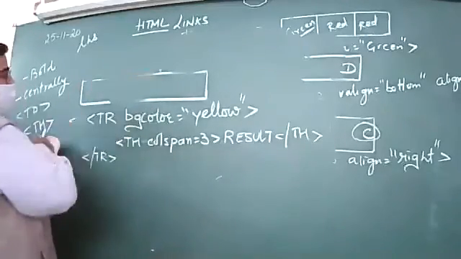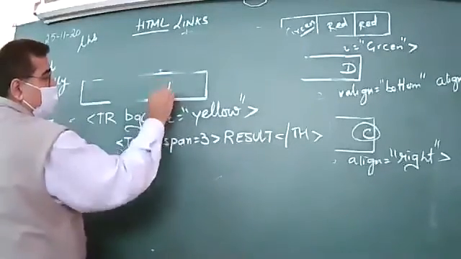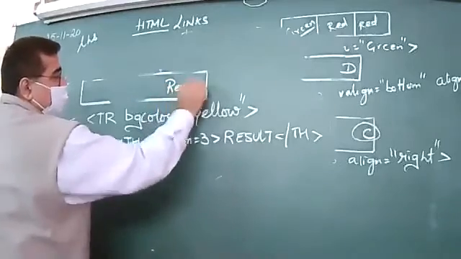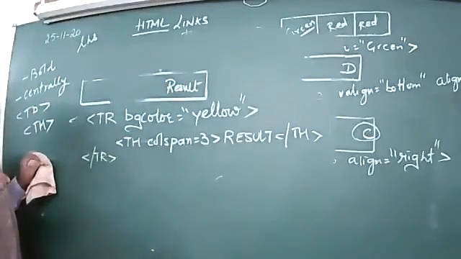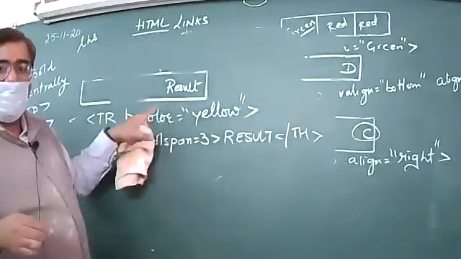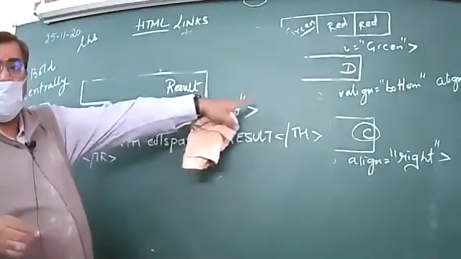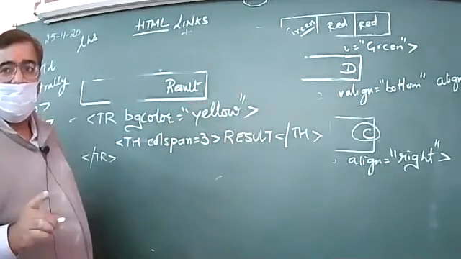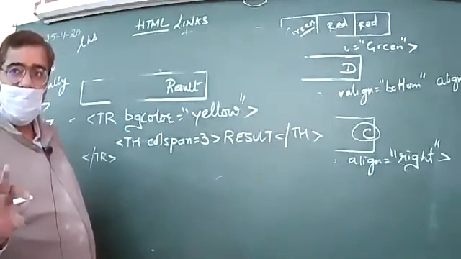Now if I take this on the right side, here you will take the align attribute in the TR and specify the value right. Clear? Totally clear?